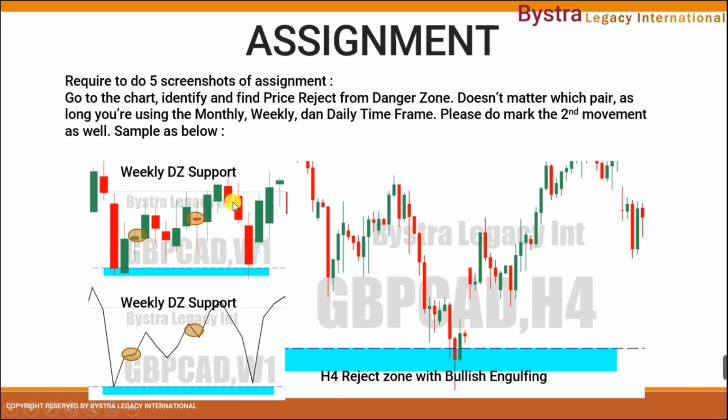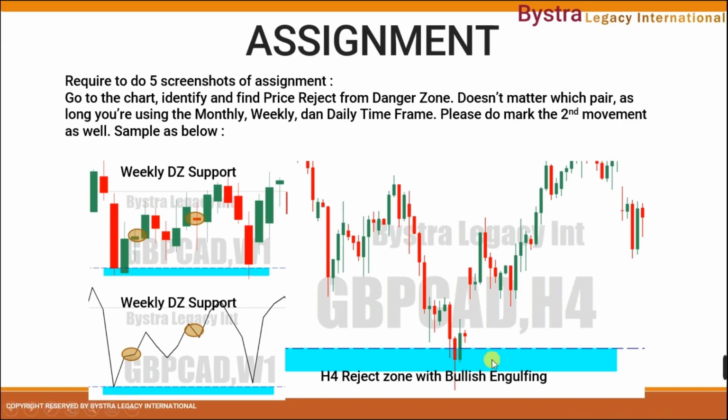All you have to do is just like this. Mark the danger zone from the weekly or daily or monthly. Then go to the line chart, mark the second movement. And then third, finally draw the zone. Fourth, you need to show the rejection. In this case, I'm showing you a bullish engulfing. As I said earlier, it doesn't have to be a bullish engulfing. It can be any candlestick reversal signal, for example, shooting star, inverted hammer, three black crows, three white soldiers.